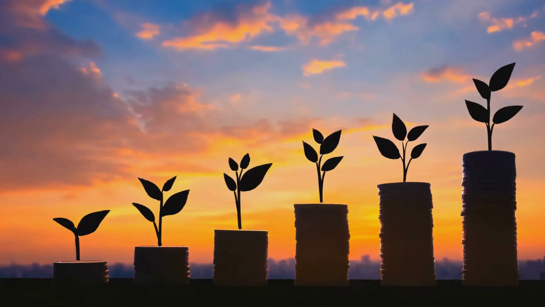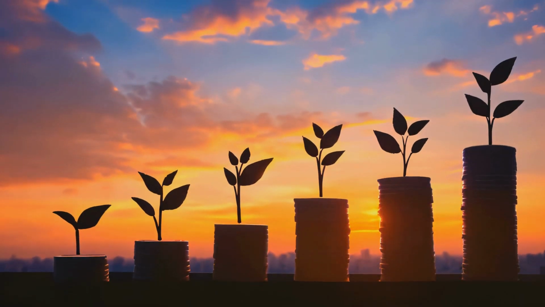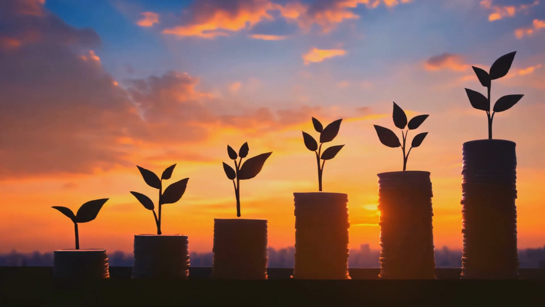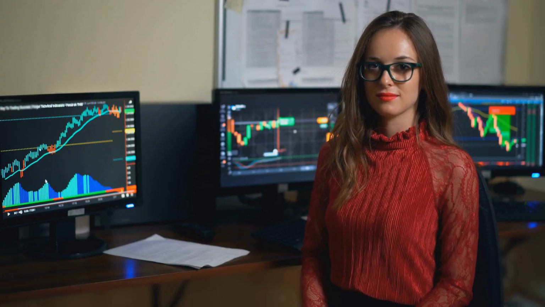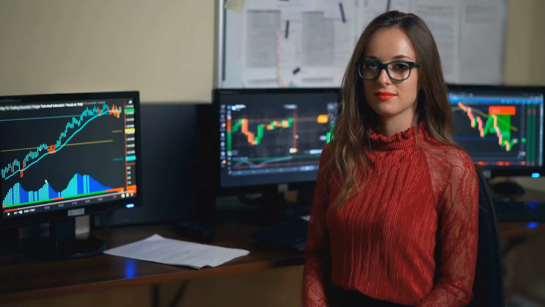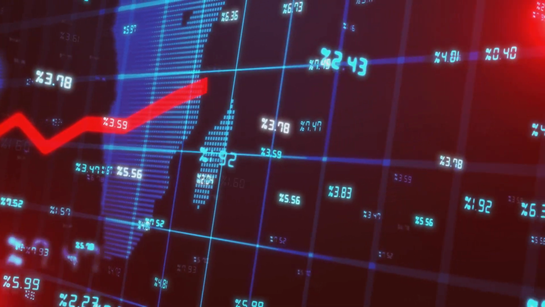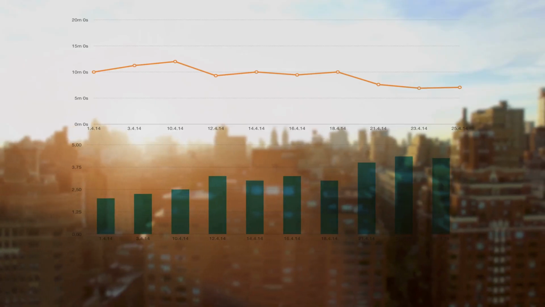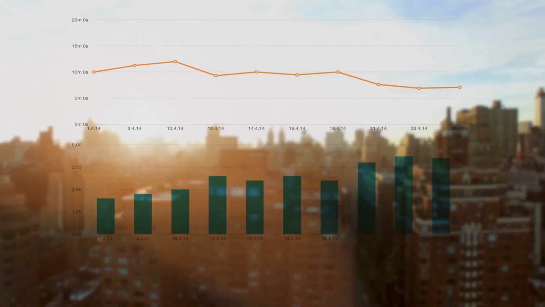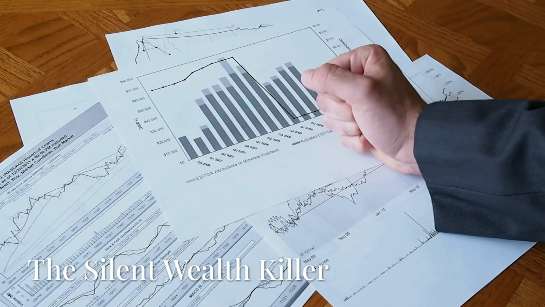Compound interest, on the other hand, is like magic. It's the snowball effect of earning interest on your interest. Here's how it works. Let's say you invest $1,000 with a 10% annual compound interest rate. In the first year, you earn $100 in interest. But in the second year, you earn interest on $1,100, not just the original $1,000. Over time, compound interest can turn small investments into significant wealth.